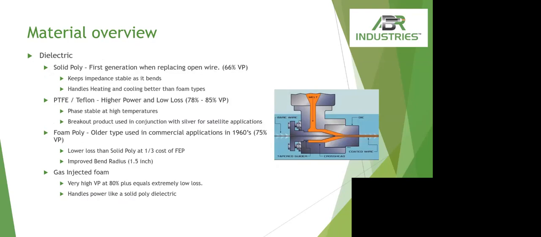Next is the dielectric. There are 4 different types of dielectrics that are most popular for amateur use. There are others, but for amateur use, the first generation that we really gravitated towards was the solid poly dielectric. A solid poly dielectric, though, had a limited velocity of 66%. But the important thing was the impedance kept very, very stable as it bends and twists, and it also handled the heating and cooling much better than foam types.